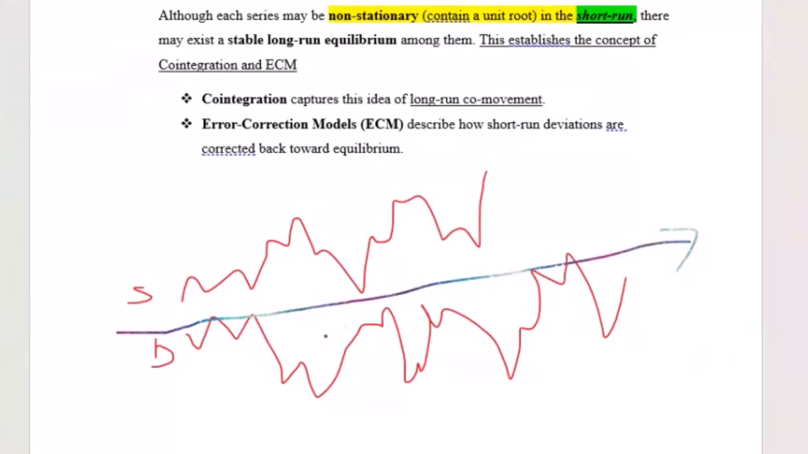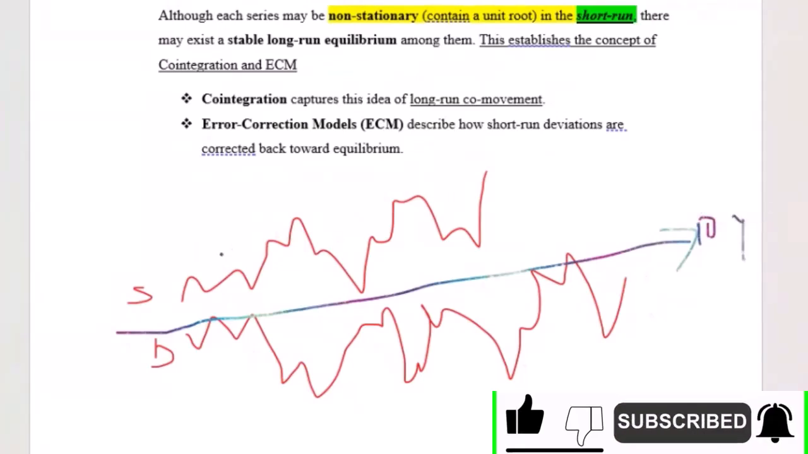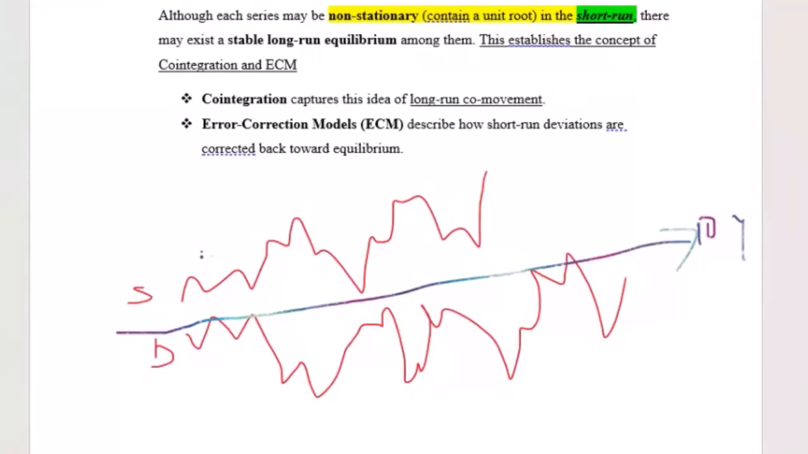But let's assume in the short run, if this is a period of 10 years, we take a short run period of 1 year. So this is 1 year here. You see, in this 1 year, stock is moving upwards, dividend is moving downward. If you take another year, stock will be moving upward here, dividend is moving downward. So in the short run, there is what we are calling non-stationarity.